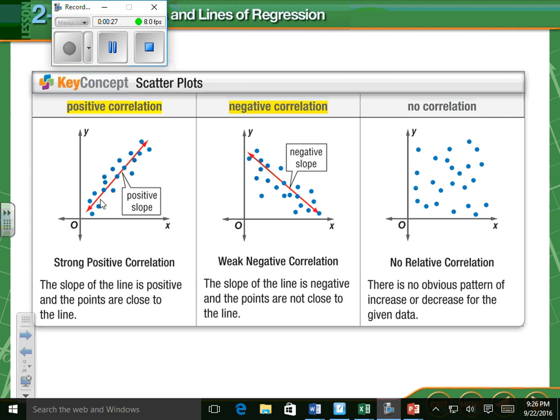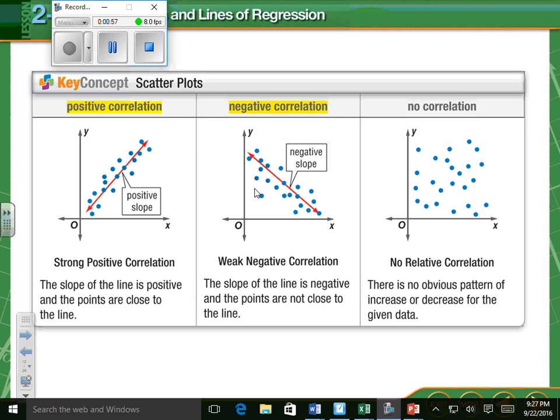And sometimes there's a weak correlation where the points aren't close together. You can tell that they have a negative correlation, but they're a little bit spread out. If they're really close together, then it would be a stronger correlation. If the points are rising from left to right, that would be positive. A line of best fit would have a positive slope. If they're decreasing, it would be a negative slope.